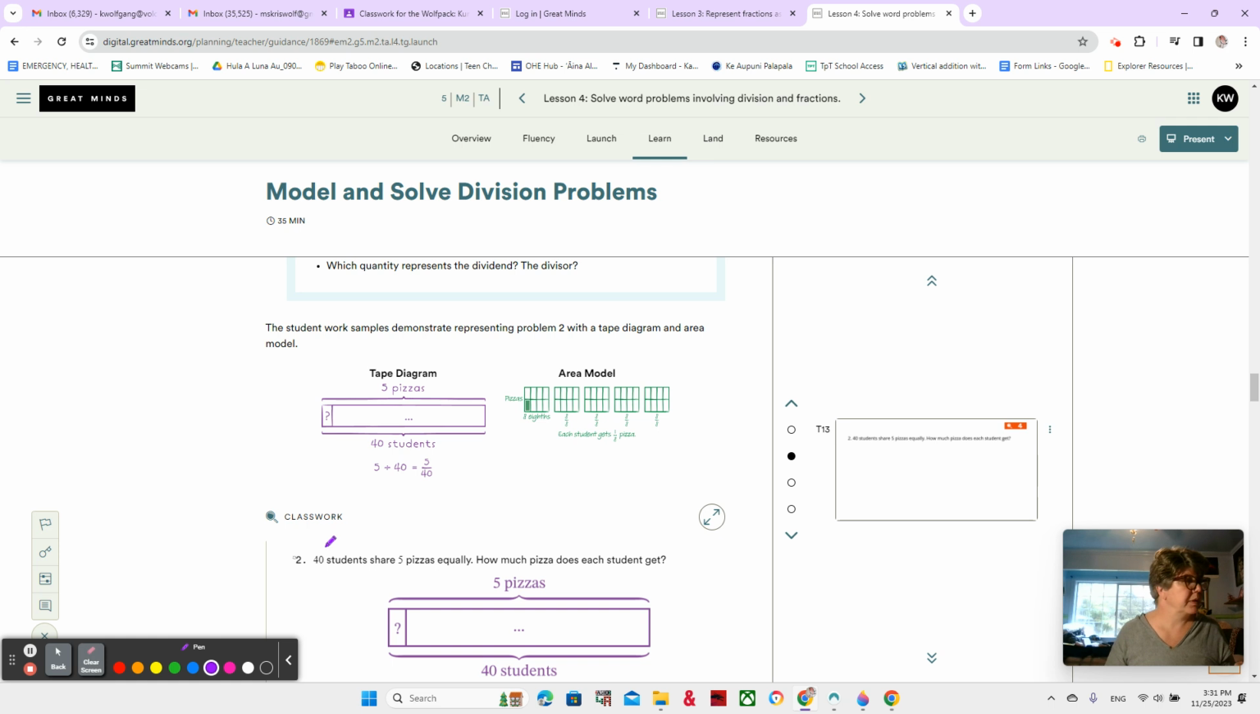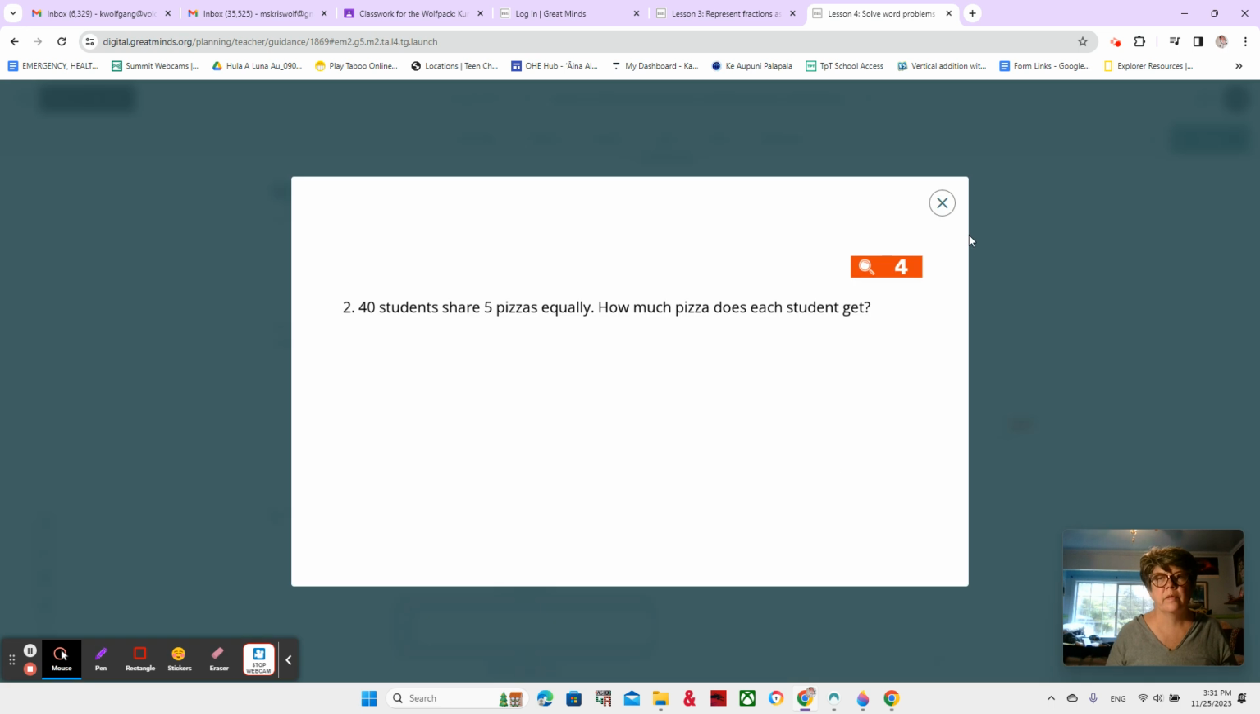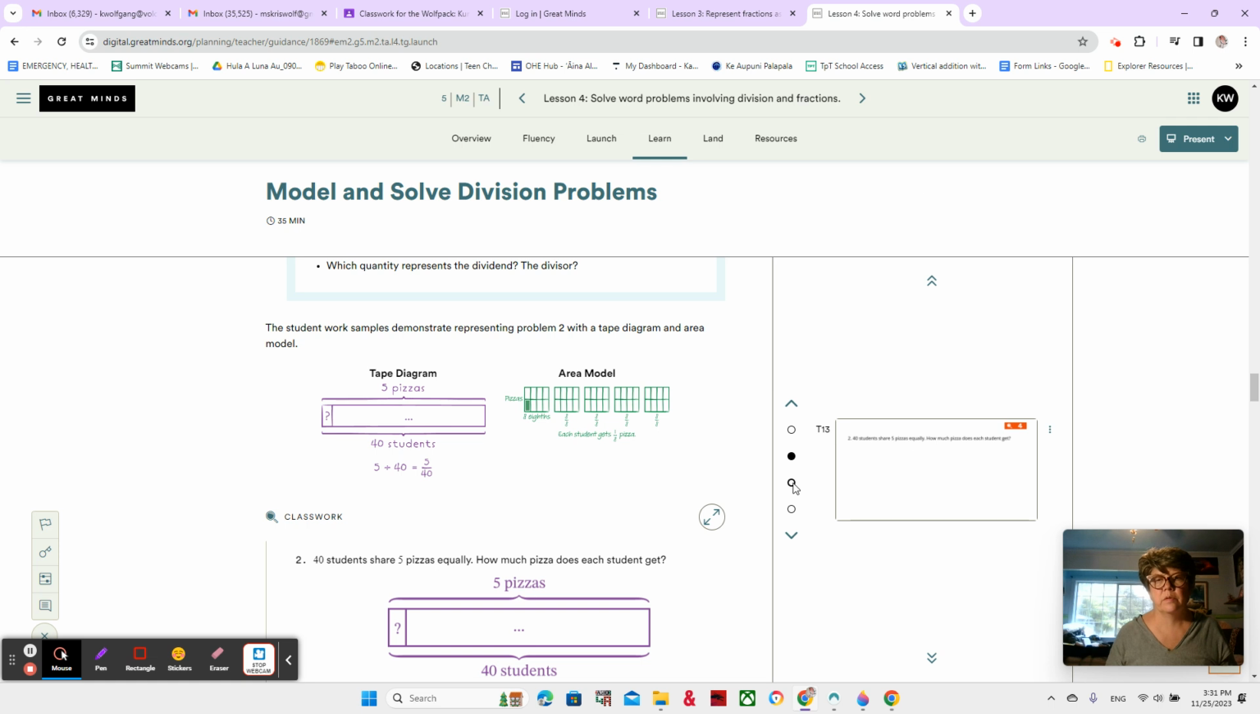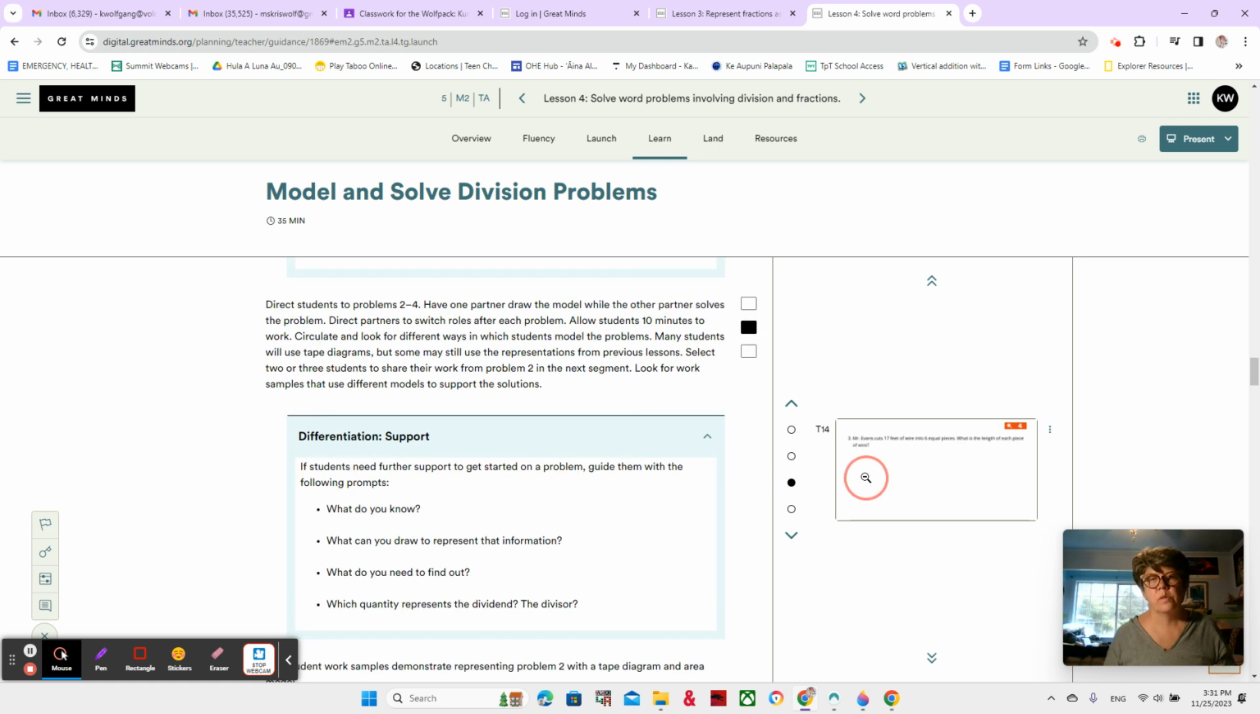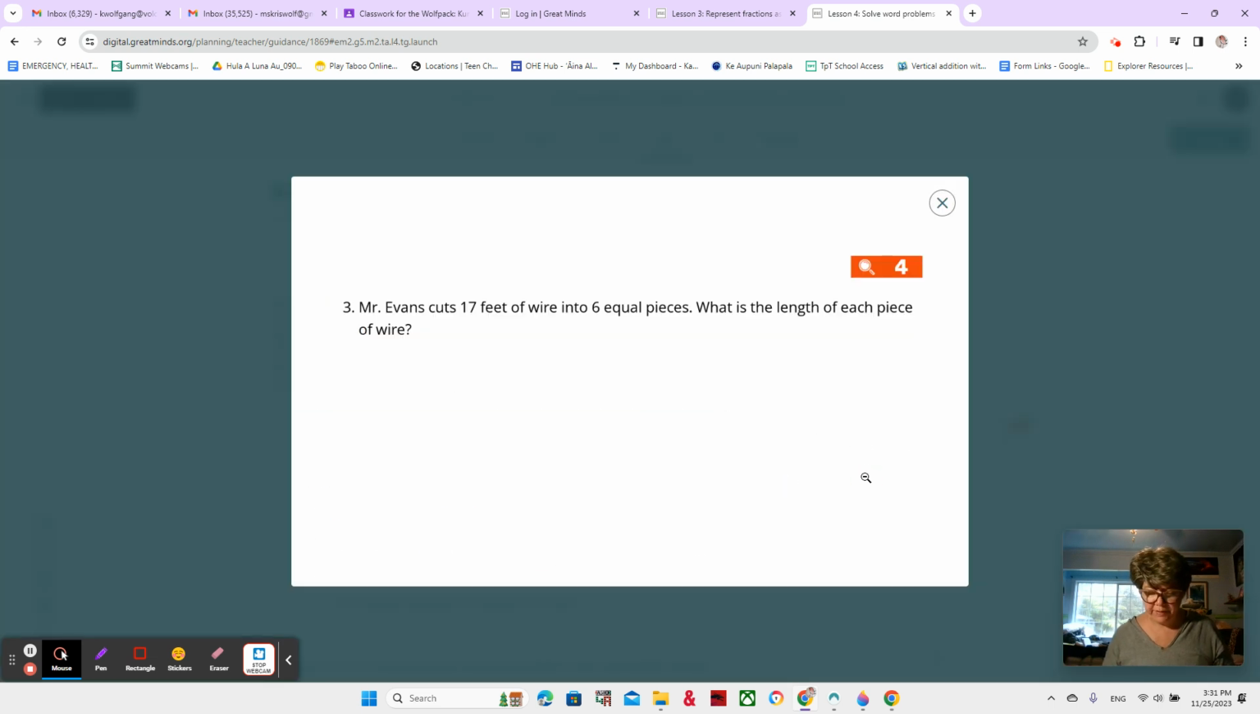Let's look at the next problem, which is on page 32. Mr. Evans cut 17 feet of wire into 6 equal pieces. All right, so go ahead and draw a tape diagram. Oh, first we gotta annotate, mark it up. 17 feet of wire, 6 equal pieces. What is the length of each piece of wire?